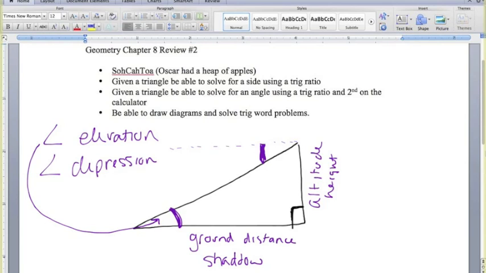Questions? What if you're given two angles in the triangle? Which one do you choose? Whichever one you want. Doesn't matter. Never choose the 90, but if you know both of the other two angles, just pick whichever one you want.